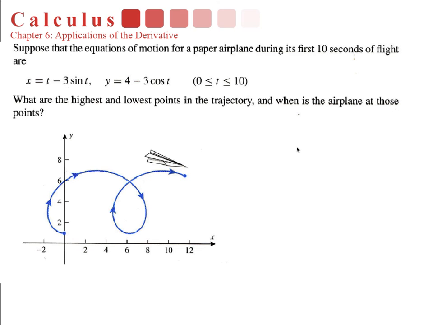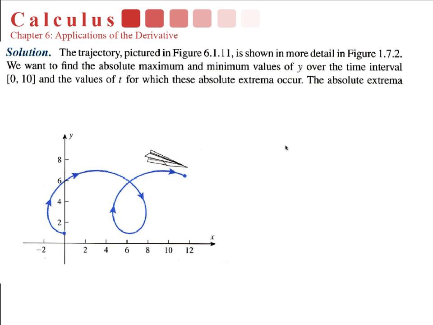Parametric equations can be a little bit difficult, so what we do is we graphically inspect the curve first, and we get something that looks like this. Now, what do maximums and minimums look like according to a parametric curve? That's the question. Let's begin our solution. The trajectory of this picture is showing things in more detail. We want to find the absolute max and minimum values of y over the time interval from 0 to 10, and the values of t for which these absolute extrema occur.